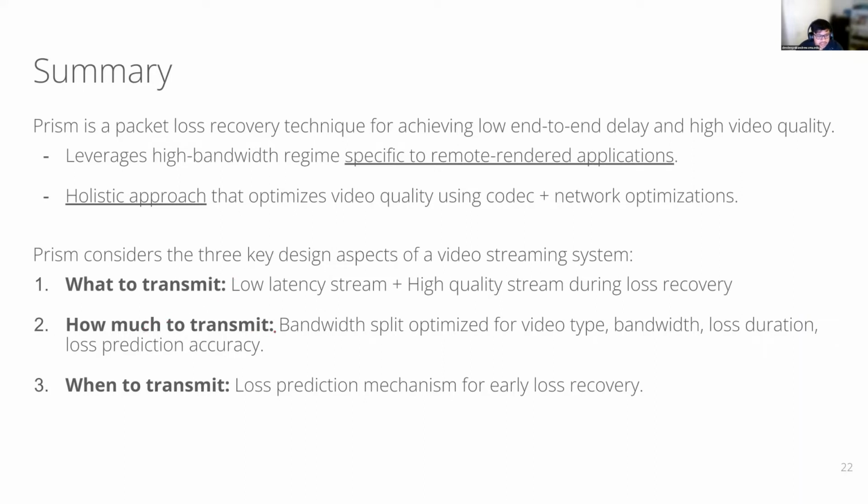Second, Prism splits the bandwidth across these 2 streams by optimizing for video quality based on the video type, the available bandwidth, the loss duration, and the loss prediction accuracy. And third, Prism enables the use of loss prediction, which can speed up loss recovery process by predicting losses and initiating recovery early, which eliminates the 1 round trip penalty.